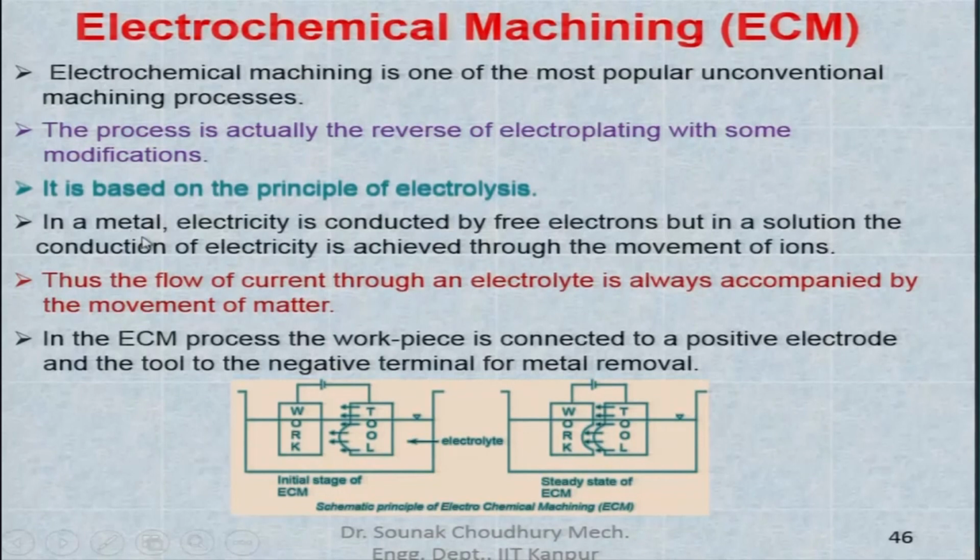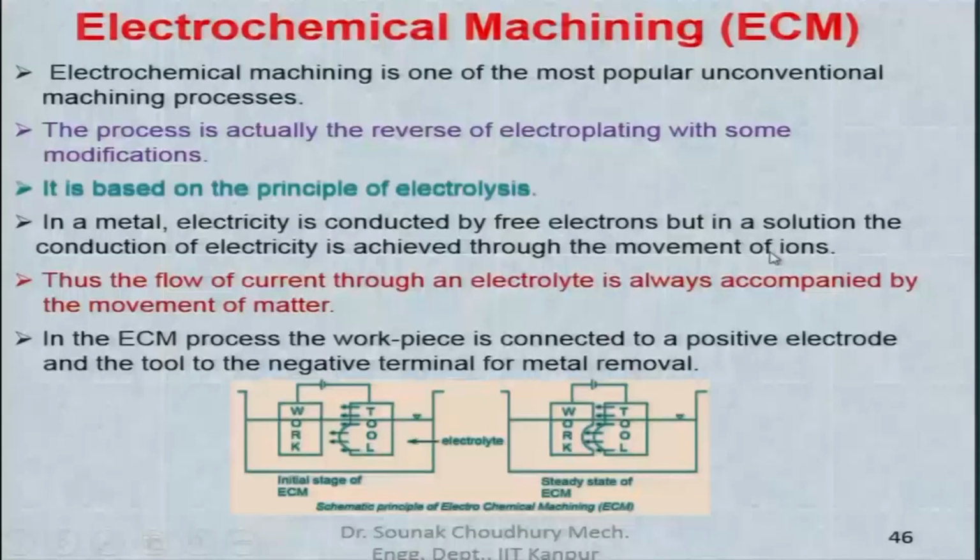In a metal, electricity is conducted by free electrons. But in a solution, the conduction of electricity is achieved through the movement of ions. By solution we mean some kind of electrolyte. There the movement of ions takes place, and electricity is passed through by the movement of ions. Thus, the flow of current through an electrolyte is always accompanied by the movement of matter, meaning ions.